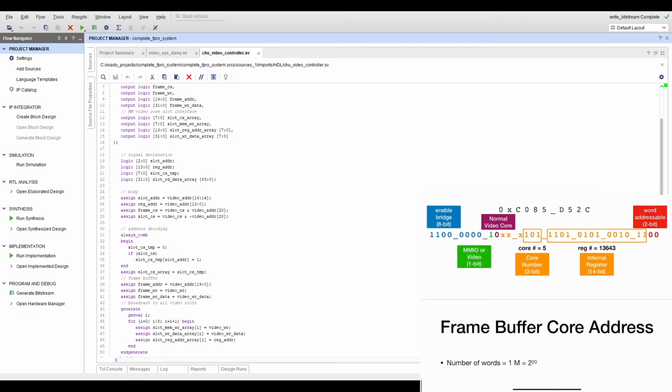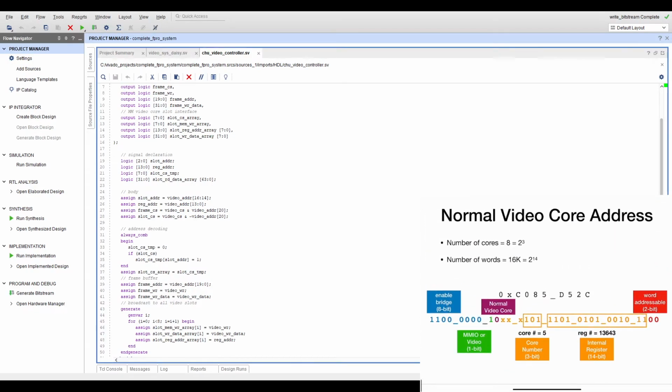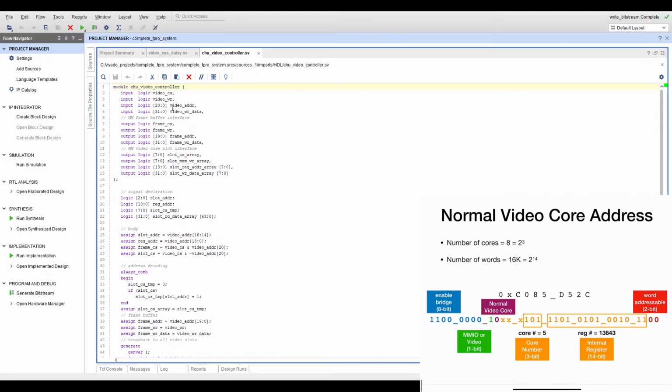So let's take a look at that code and see what it's composed of. The code specifically, this is the video controller. It takes a few inputs from the bus. For example, it tells me the video chip select. This is basically that little green one in here.